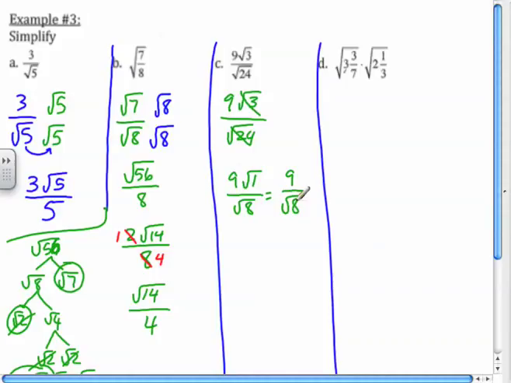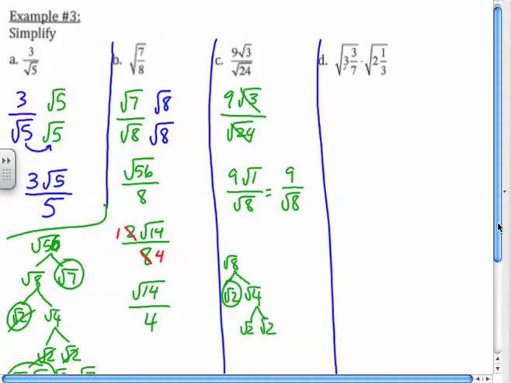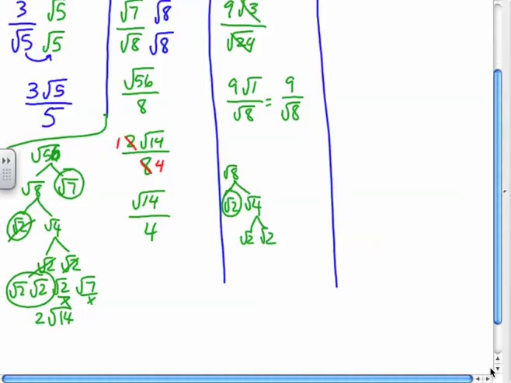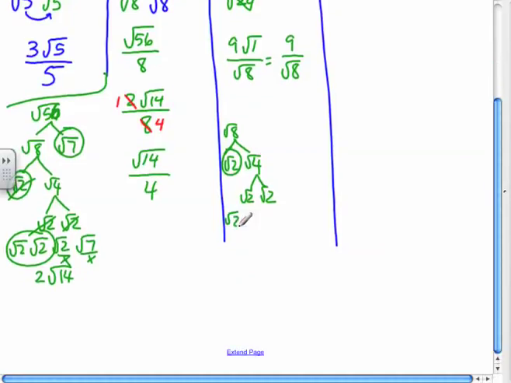Square root 8 is equal to the square root of 2 times the square root of 4, and that's the square root of 2 times the square root of 2. So when I simplify the square root of 8, I've got root 2 times root 2 times root 2. This pair gives me 2 root 2. The square root of 8 is equal to 2 times root 2. So now I have 9 over 2 root 2.